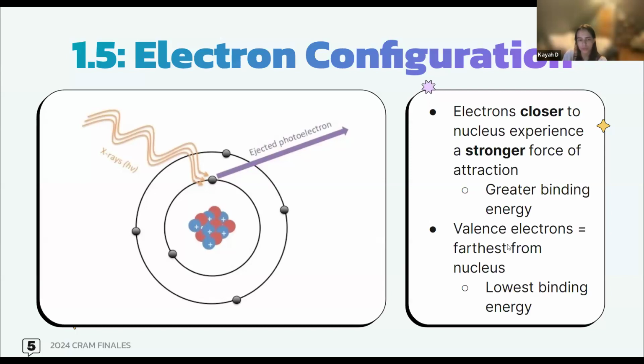Sometimes they'll ask you, how much energy do you have to use to remove it? Or what element is it based on how much energy is used to remove it? Usually when you have that big jump in energy change, that means it's starting to take one of those electrons that keeps the atom as an octet, which they don't want to do.